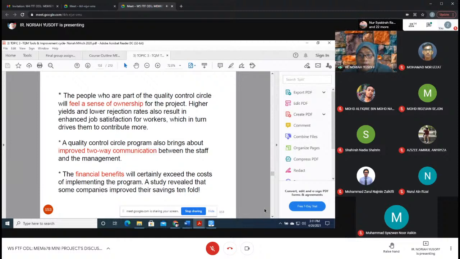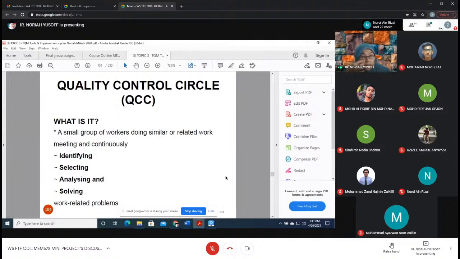So what else? So the QCC, what is it? A small group doing similar or related work, meeting continuously. So what will they normally do, okay? First, say they don't have any project in hand. What they can do is discuss among themselves, among the group, to identify the current or the latest problems. If they manage to identify several issues, but not all the issues are critical, they have to prioritize them. How are they going to do it? They can use the Pareto chart to plot. So they take the first three, for example. By doing the necessary analysis, it will bring them to a certain level of decision making, and they will select which problem to do first.